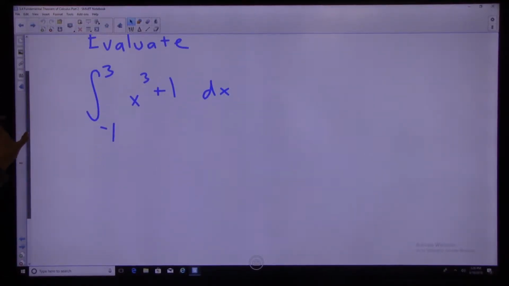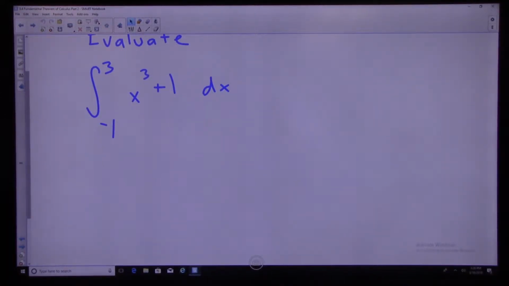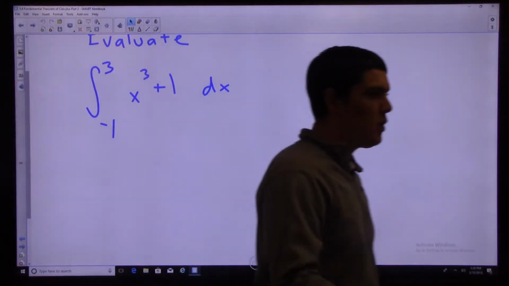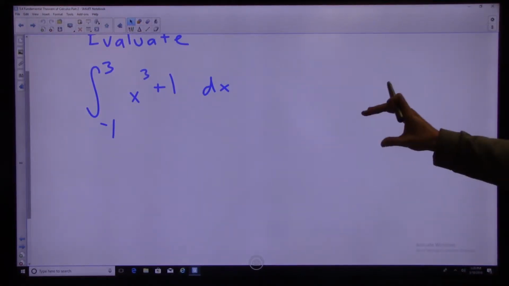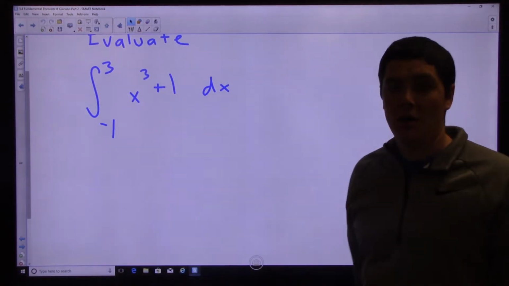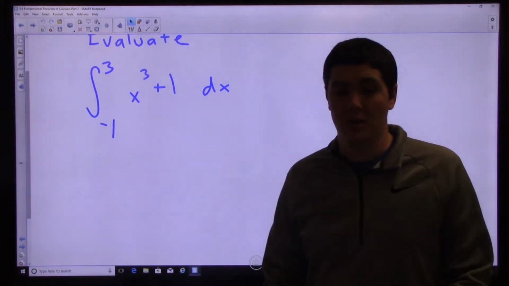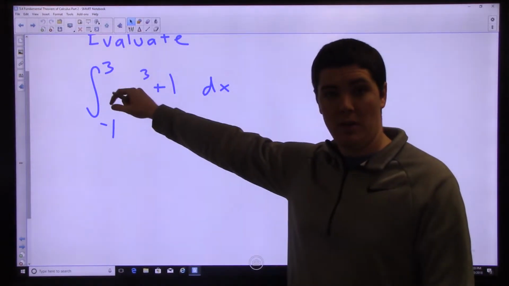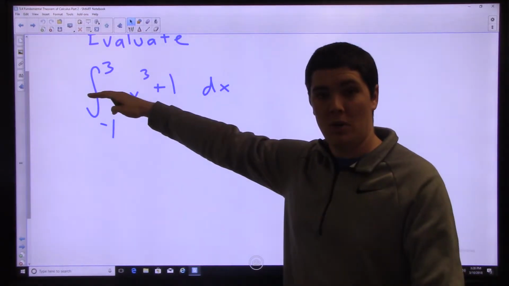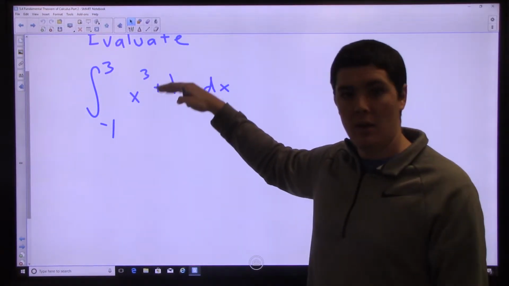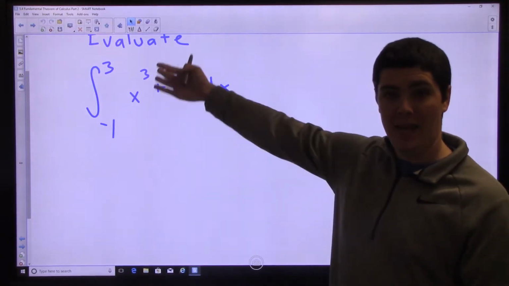So what would we do to find the antiderivative of x cubed? What that means is, what function originally, if I took the derivative of that function, I would get x cubed. The way to do this, remember with differentiation, we would multiply by the exponent and then subtract 1 from it. Well, the opposite of that is going to be the antiderivative.